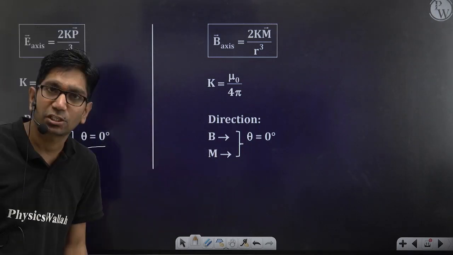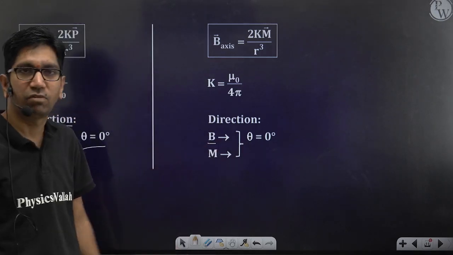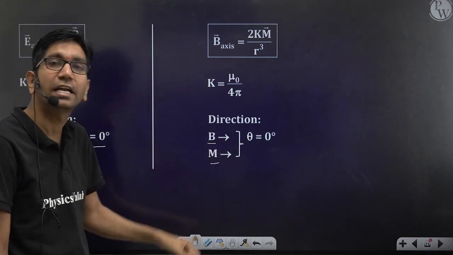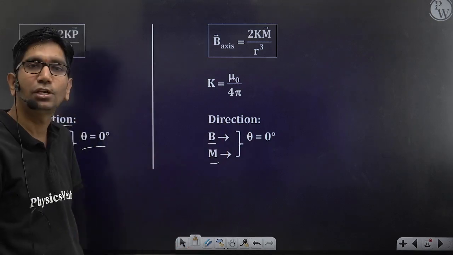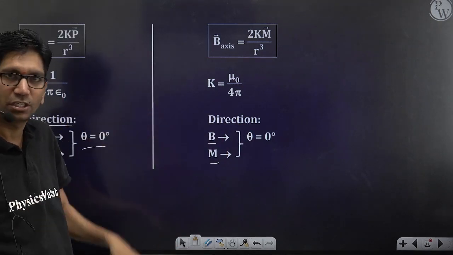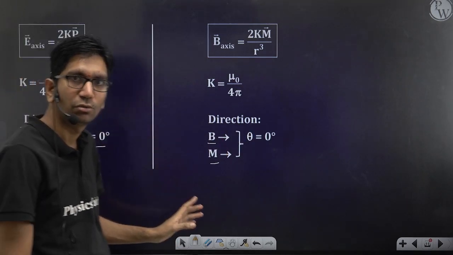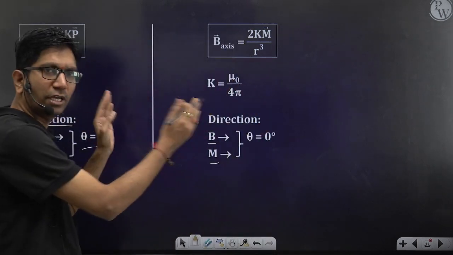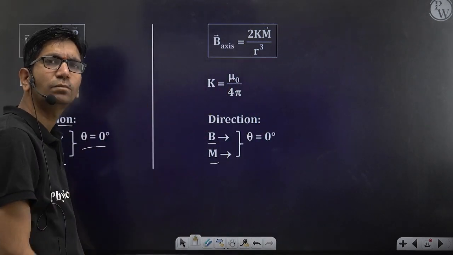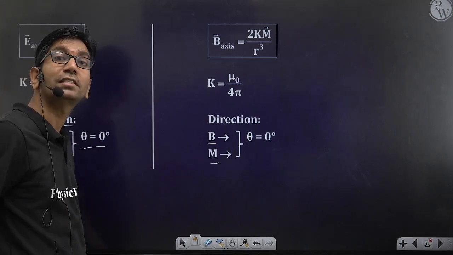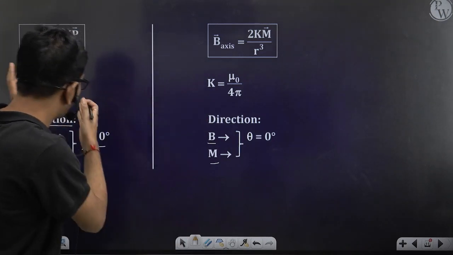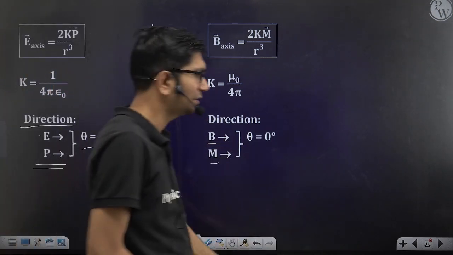What is the direction of magnetic field intensity and the magnetic dipole moment? Again, 0 degrees only. Both are in the same direction itself. Remember, he may ask you. I am just comparing, beta, so that you can learn two formulas at a time. If you are perfect in this one, of course, you can do it by yourself.